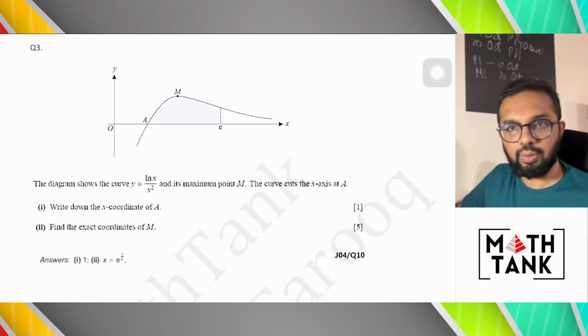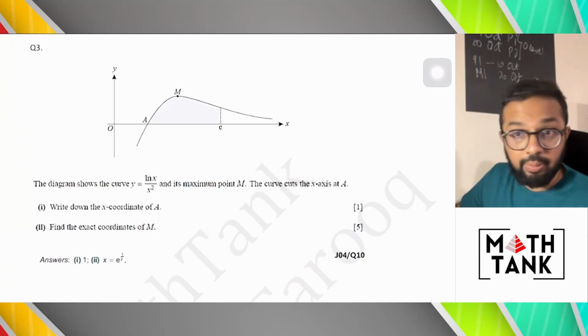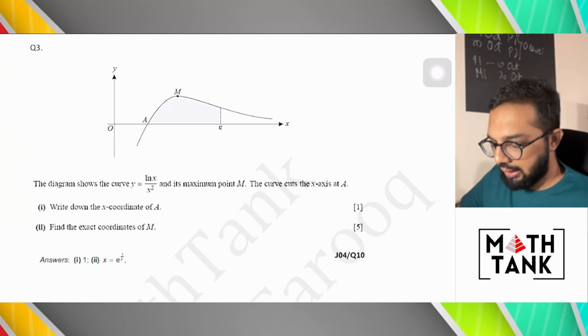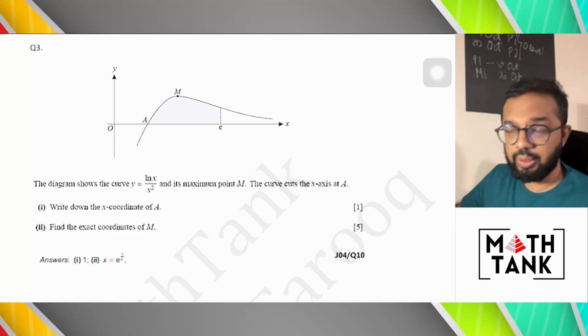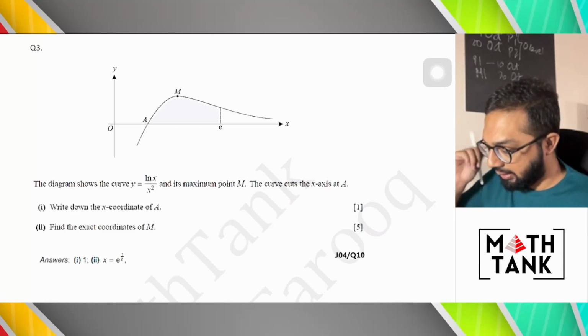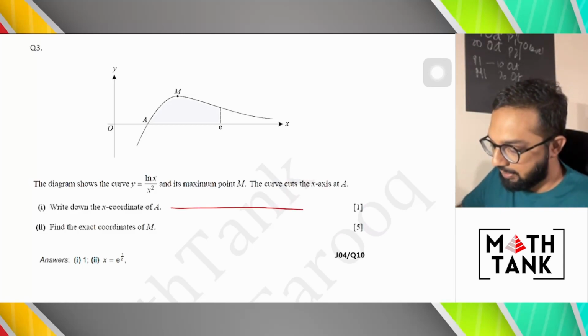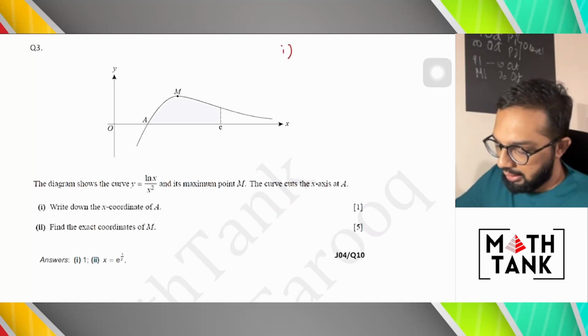Moving on, this is question number 3. Again, I would encourage you to pause and solve the question yourself before you look at the solution. The diagram shows the curve y equals ln x divided by x squared and its maximum point M. The curve cuts the x-axis at A. Write down the x-coordinate of A. This is a 1-mark question, so it's possibly something simple. A is the x-intercept, so at this point y will equal 0.